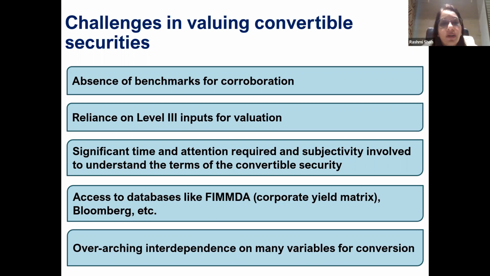Then I also think that, unlike for equities or businesses where we can corroborate our findings with other valuation methods, it can be difficult to corroborate our findings in the case of convertibles because the methods are extremely fixed in this case. Every method is either straight or very complex. So even comparing two values using one straight and one complex method could give us different results. Then as valuers, we will need access to databases like Bloomberg or FIMDA for getting accurate inputs, which form part of the discount rate. So this was about the key challenges that I have seen and personally faced as well.